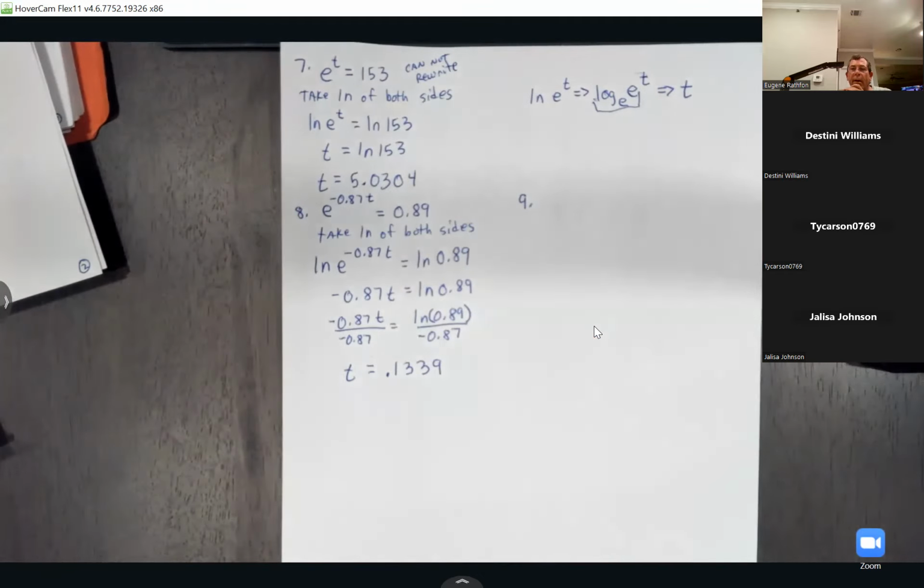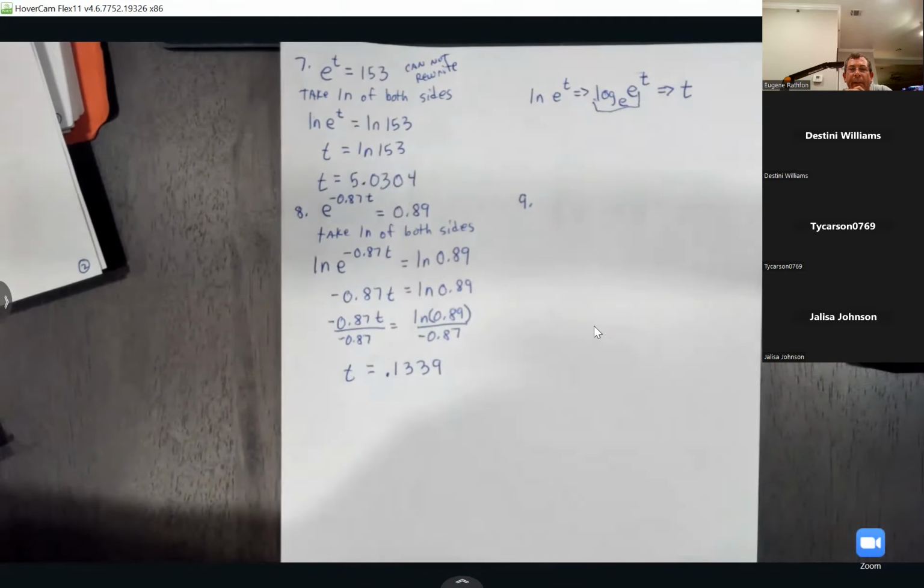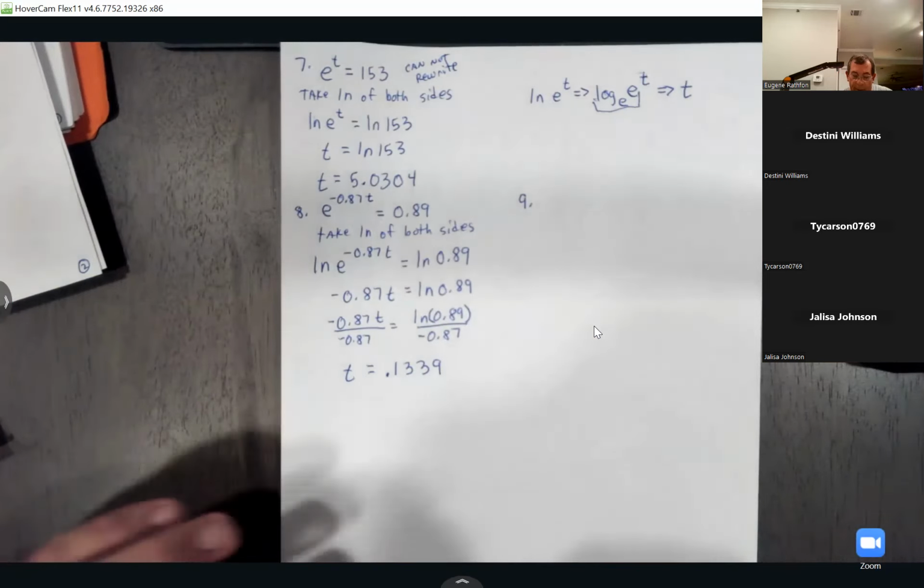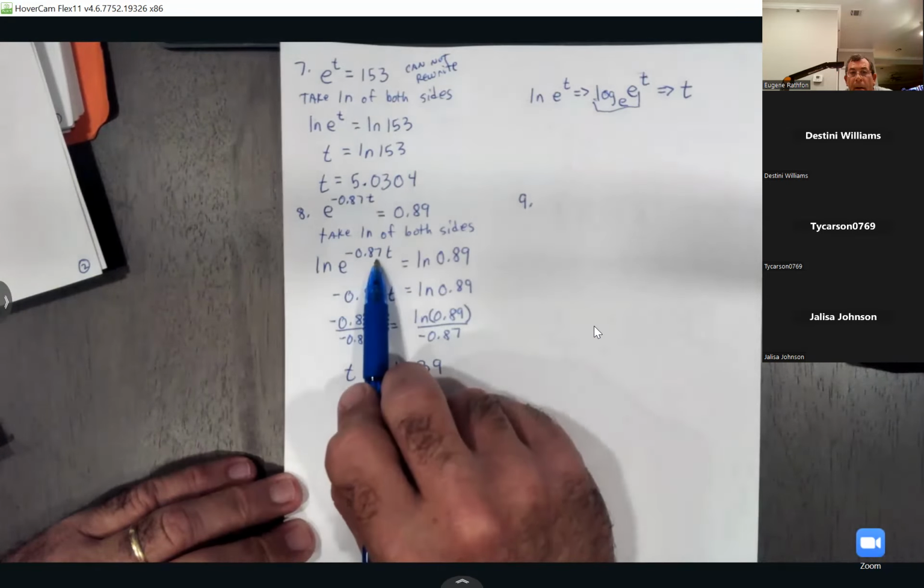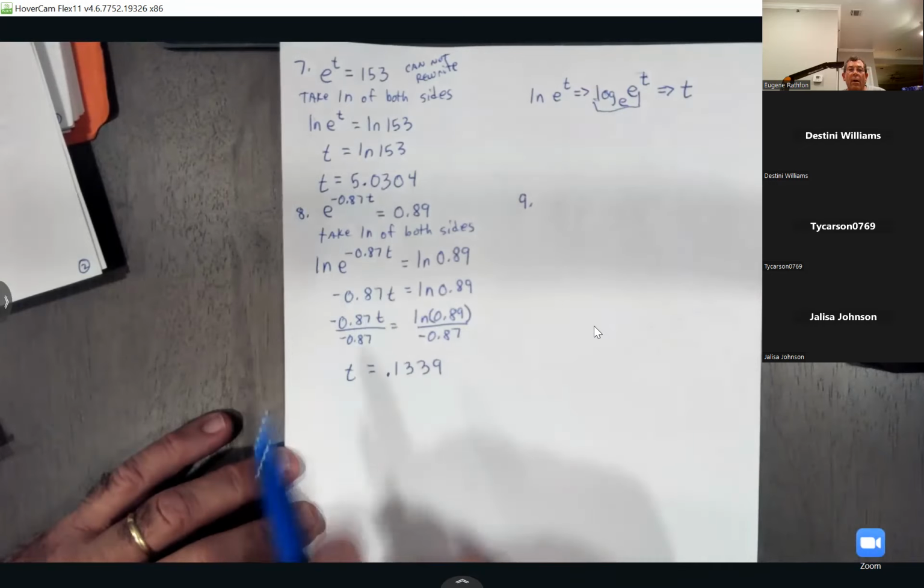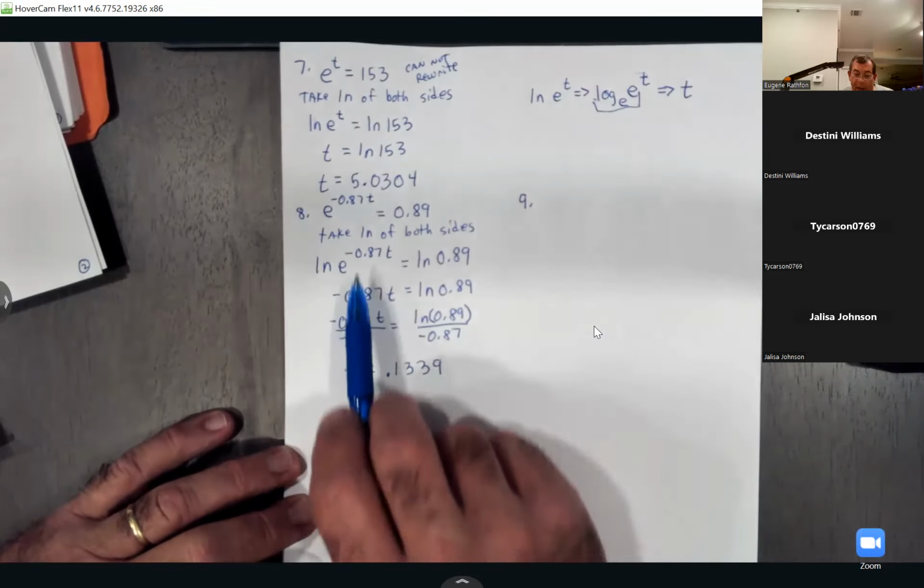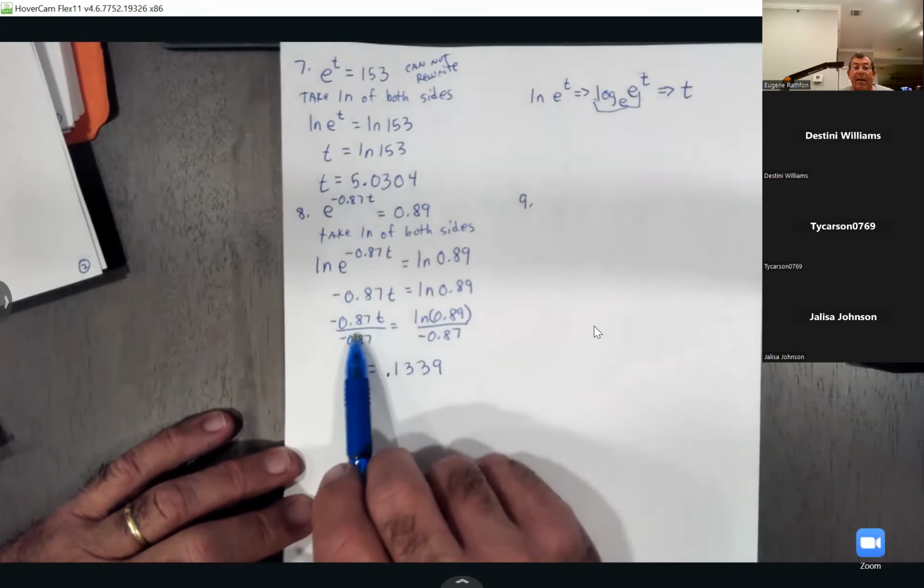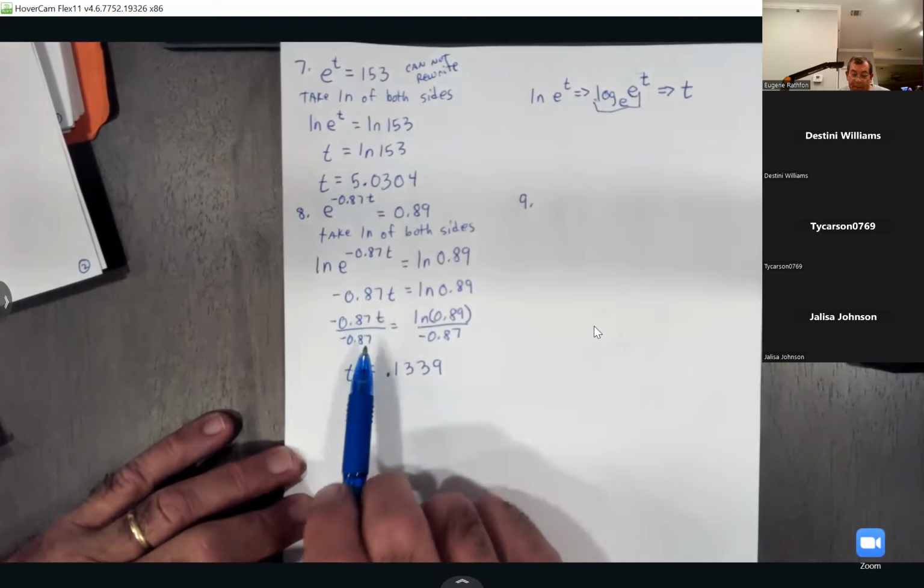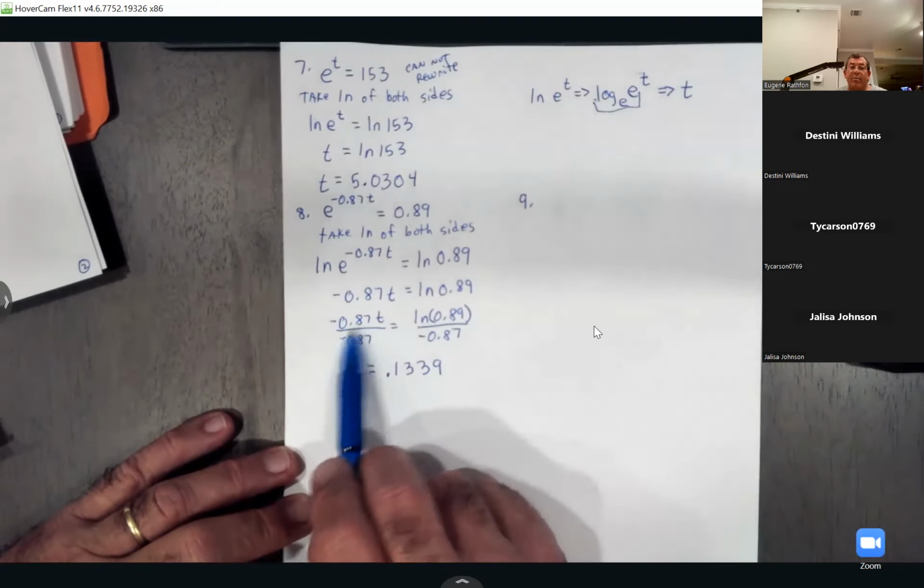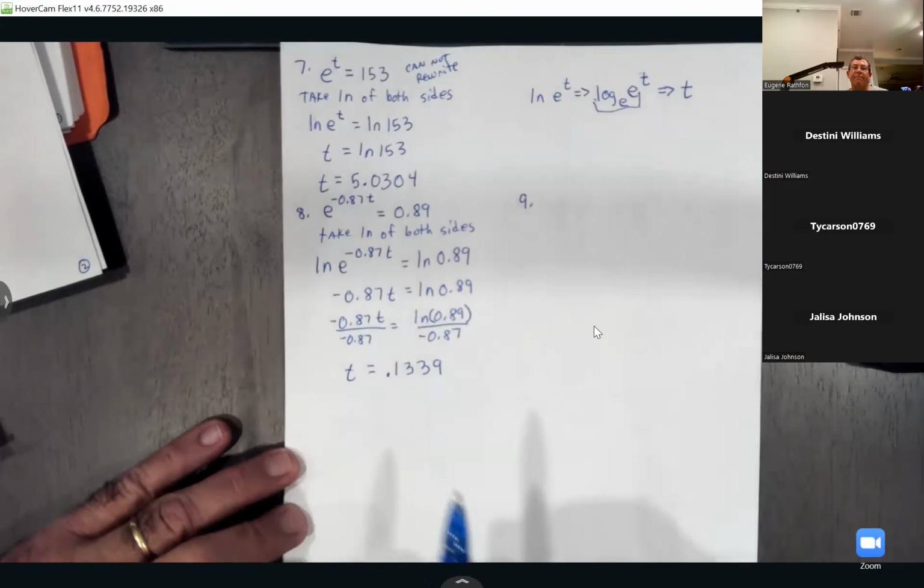I got a question. Yeah, I hear you. That negative 0.87, does that not turn into a positive, like when you add to both sides? Well, remember, I'm not adding it, I'm dividing by it. Because remember, since that negative 0.87t is being multiplied, we have to undo that multiplying by dividing. Okay? Okay.